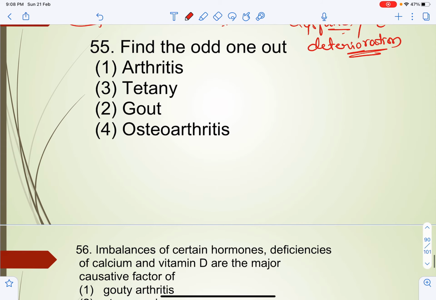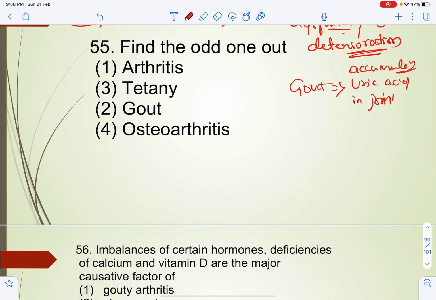And here we can say the gout. Gout is the accumulation of uric acid in joints. That is gout. Excess uric acid may lead to inflammation of joints. And osteoarthritis is also related to arthritis only. And one more, osteoporosis.